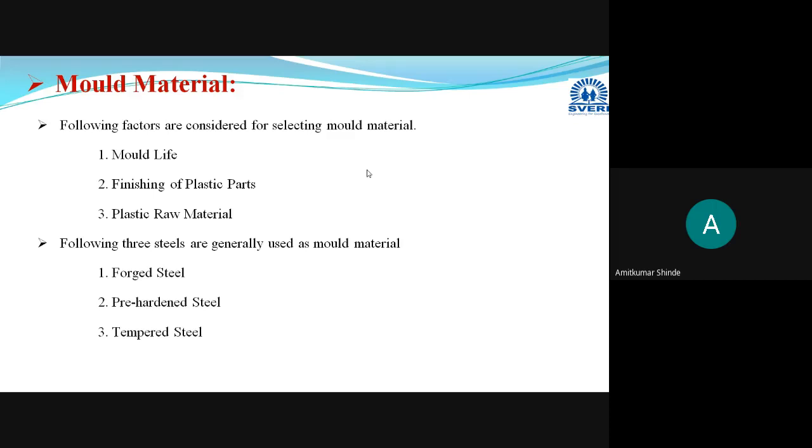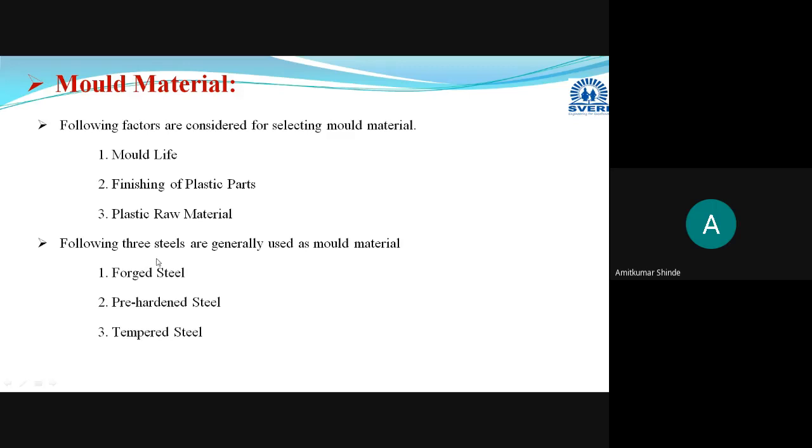Then raw material. There are two types of raw materials: sometimes your plastic material will be soft in nature, or sometimes it will be hard in nature. If your plastic material is soft, then you have to use pre-hardened steels. Whenever soft plastic material is there, pre-hardened steels are used, and whenever the material is hard, then tempered steel is used.